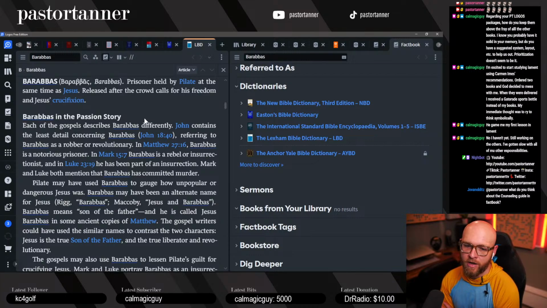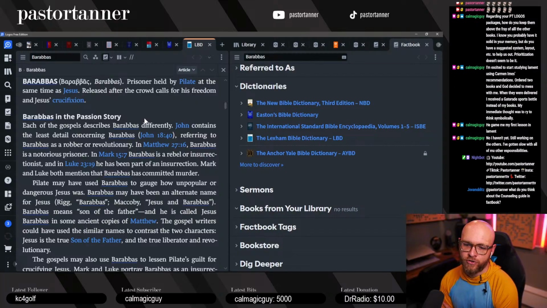So just another thought I had. In Mark 15:7, Barabbas is a rebel or an insurrectionist. Luke 23:19, he has been part of an insurrection. Mark and Luke both mention that Barabbas has committed murder. Pilate may have used Barabbas to gauge how unpopular or dangerous Jesus was.